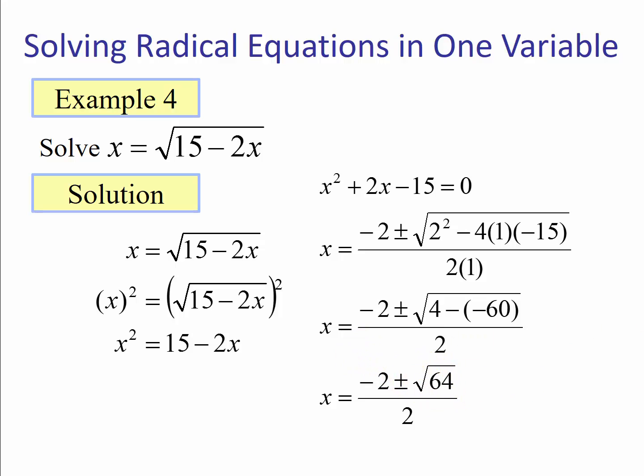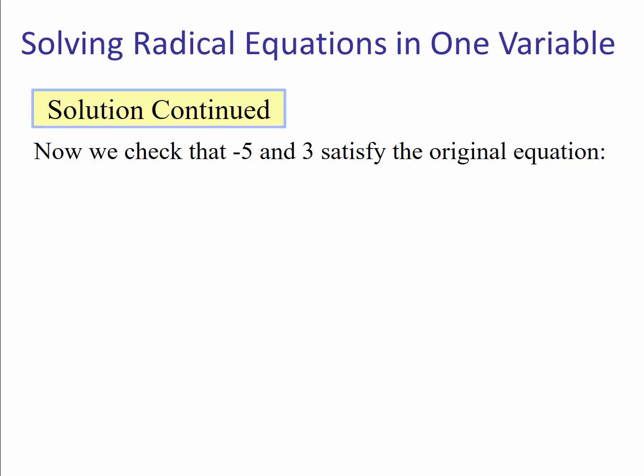We now take the square root of 64, which is 8. So we have negative 2 plus 8 divided by 2 and negative 2 minus 8 divided by 2. And our two solutions become x equals 3 and x equals negative 5. Now we need to check both negative 5 and 3 to see if they satisfy the equation.